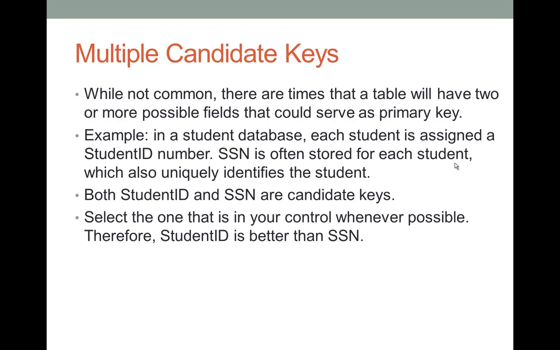So what you want to keep in mind when you're trying to determine that is that you want to always look to see if you have more control over one of those candidates than you do the other. Your institution assigns the student ID. Therefore, you have complete control over it. The social security number is out of your control. It is assigned by another agency. Theoretically, it is unique.